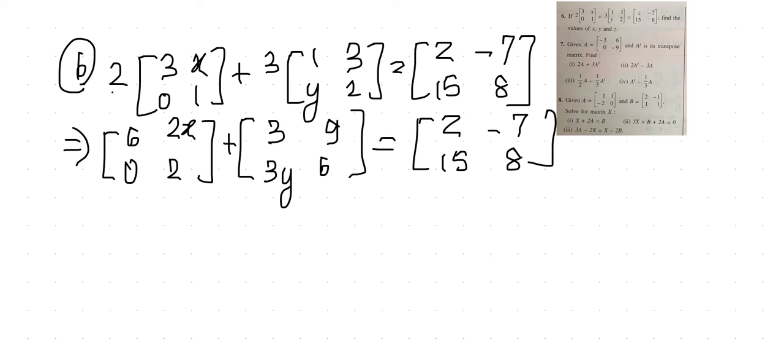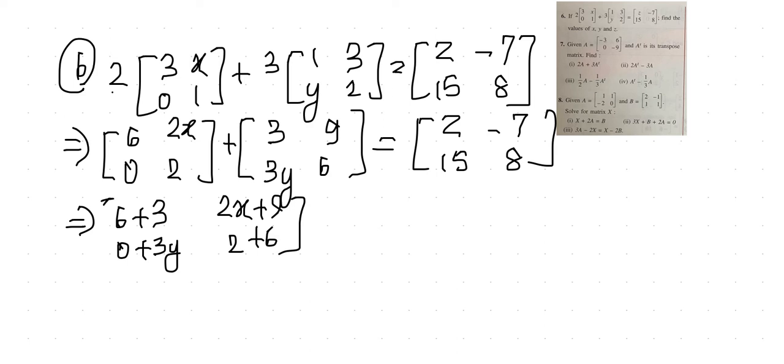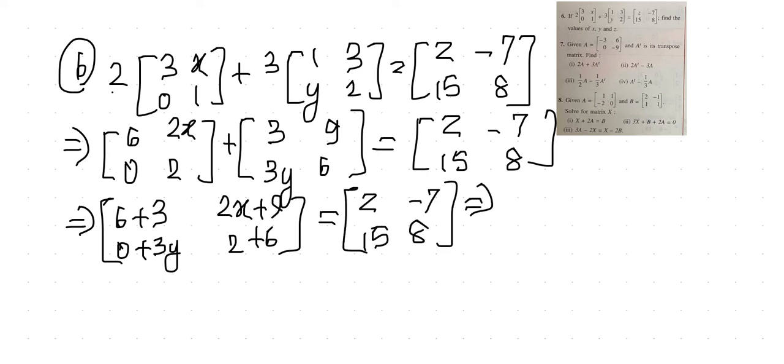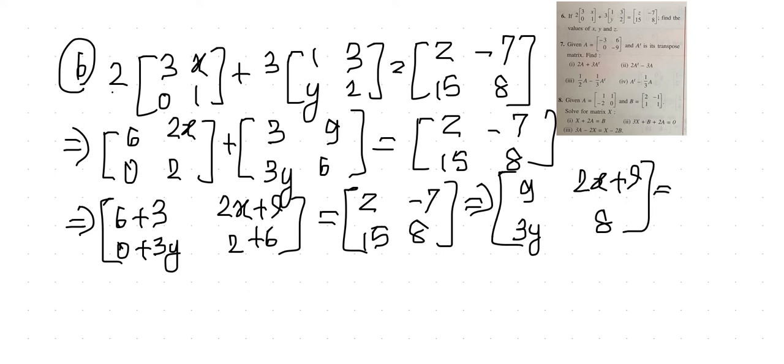Now you will be performing addition, children. So this becomes 6 plus 3, this becomes 0 plus 3y, this is 2x plus 9 and here you have 2 plus 6. And this is equal to what? This is equal to z, minus 7, 15 and 8. So this implies 6 plus 3 is how much, children? 9, 3y, 2x plus 9 and here you have 8. And this is equal to what? This is equal to z, minus 7, 15 and 8.